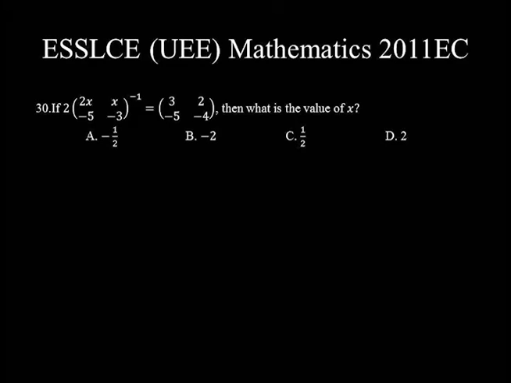Question number 30. If 2 times the inverse of the matrix [2x, negative 5; negative 3, negative 3]... is equal to the matrix [3, 2; negative 5, negative 4]. Then what is the value of x?